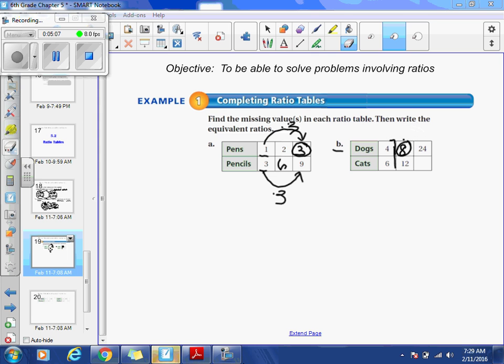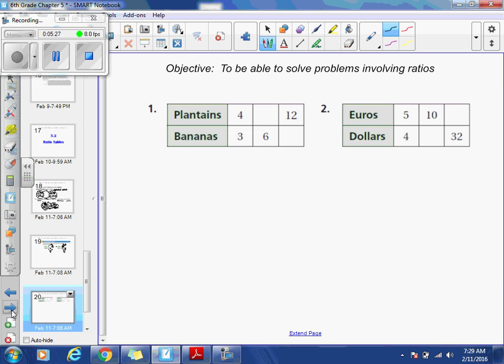Or I could go from the second filled-in column of the table, and I'd say, all right, they went from 8 to 24. They had 8 dogs, now they have 24. They multiplied by 3. So what do I do to the number of cats? I multiply by 3 as well. 12 times 3, also 36. So either way, that will get you the correct answer.